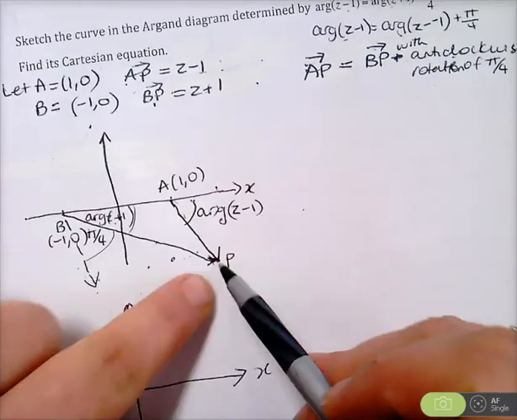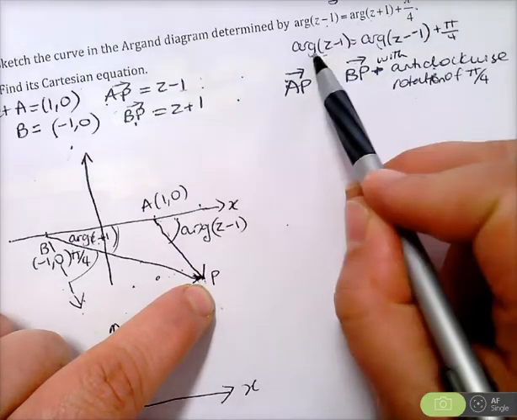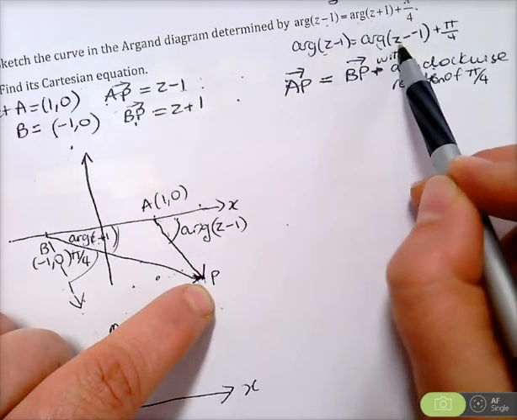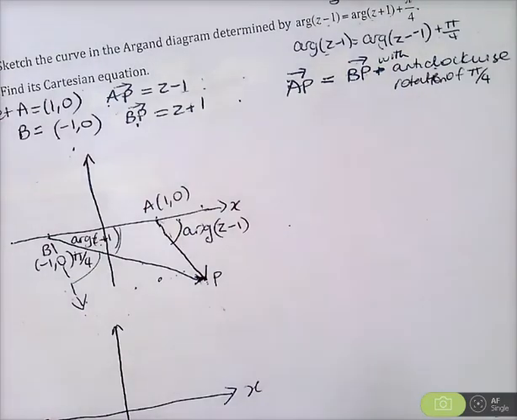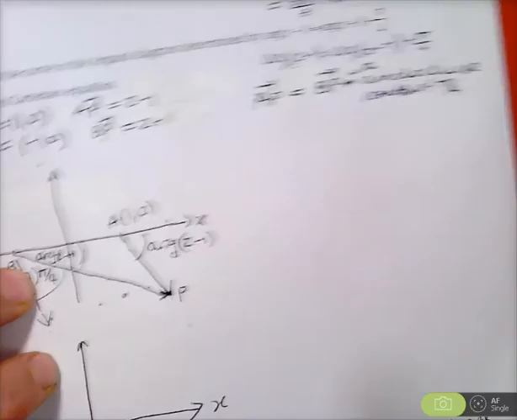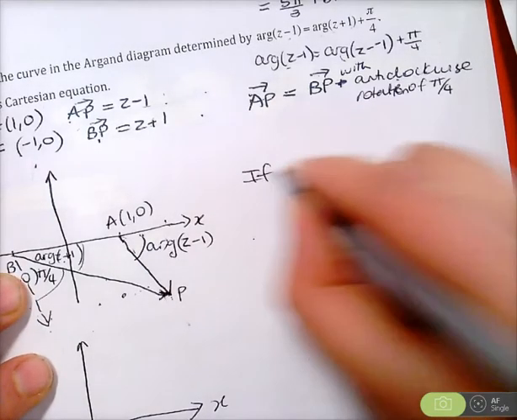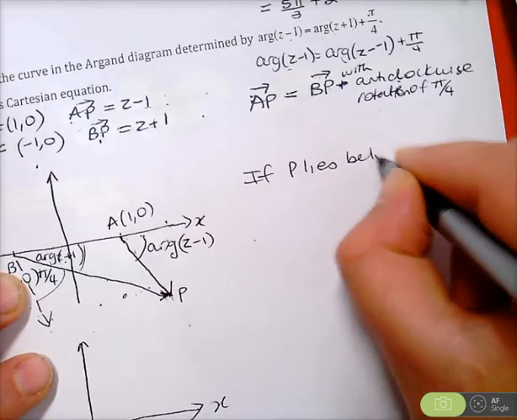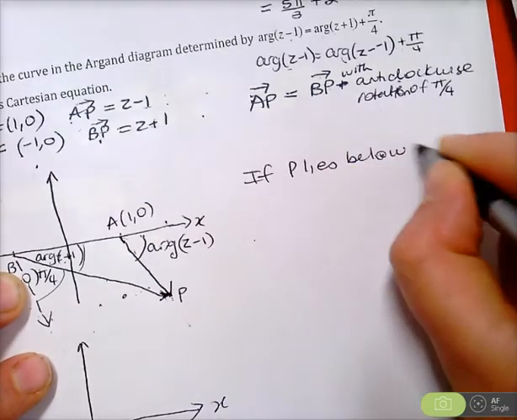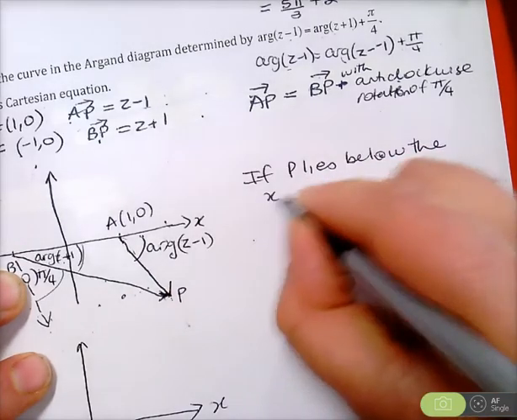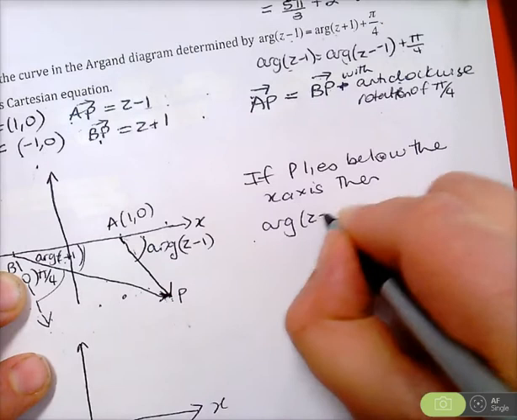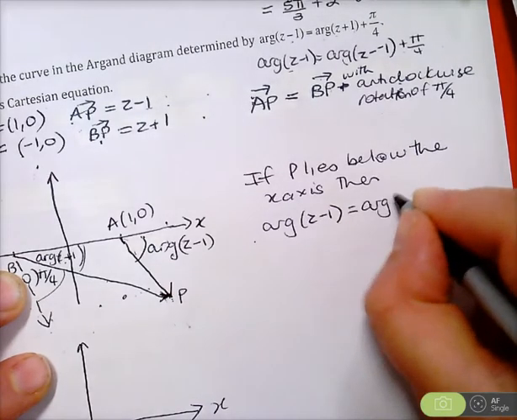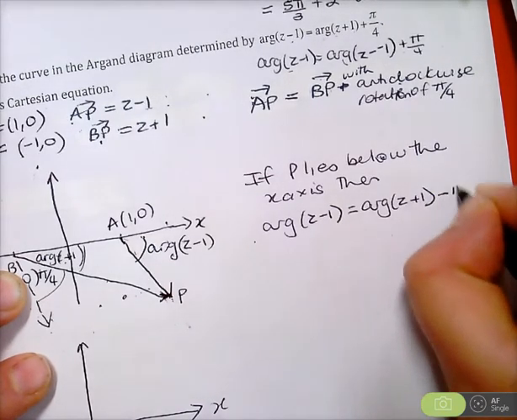If I put P down here, it's actually arg of Z minus 1 equals arg of Z plus 1 minus pi on 4, because negative angles go down. So P's got to be above the line. See, if P lies below the x-axis, then the arg of Z minus 1 equals the arg of Z plus 1 minus pi on 4.